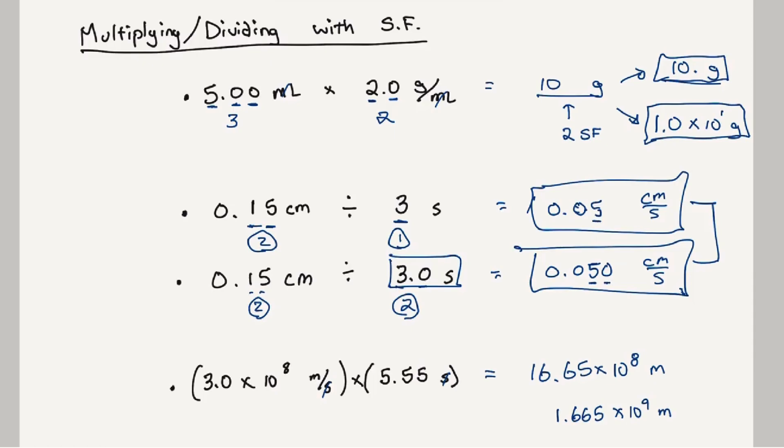Now, the question becomes, how many significant figures? Well, over here, this has 2 significant figures. This has 3 significant figures. Therefore, you'd want to record this in 2 significant figures because that's the least precise measurement that you have. So over here, you go 1, 2. That 6 needs to get rounded up, so therefore it would be 1.7 times 10 to the 9 meters. And that is it. This is the basics of multiplying and dividing with significant figures.